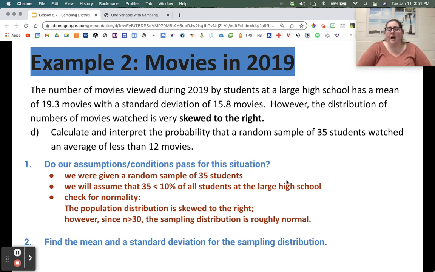So the second step would be to calculate the mean and standard deviation using our formulas from the formula chart. So the formula for mean says it's just going to be equal to the mean of the population, which they told us in the problem was 19.3. For the standard deviation of the sampling distribution, we take the original population standard deviation and divide by square root of n. So 15.8 divided by square root of 35, put that in the calculator, we get 2.67. So the mean is 19.3 movies, and the standard deviation is 2.67 movies.